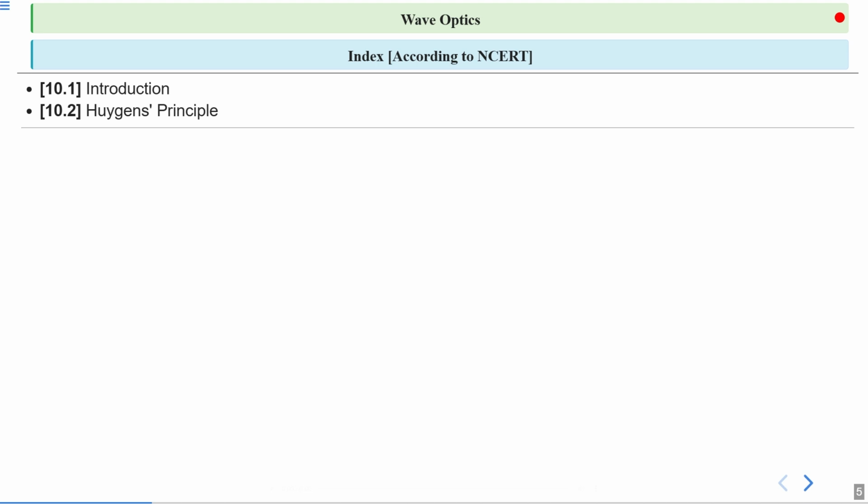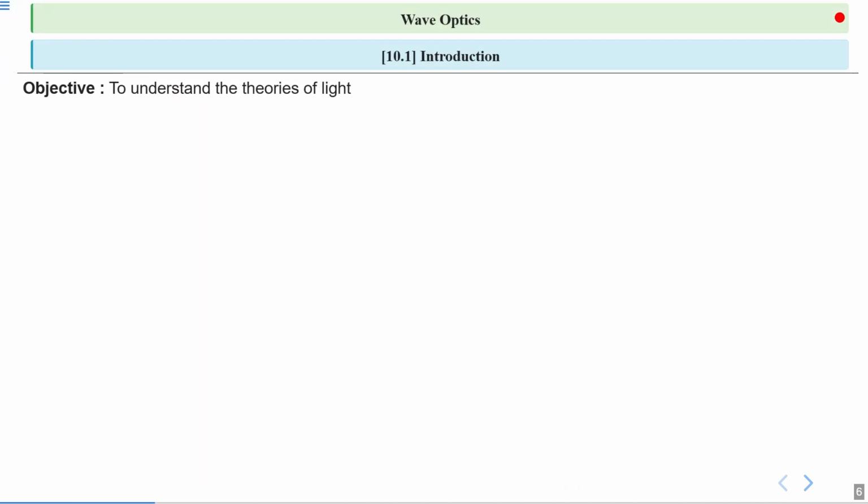Next, we will discuss NCERT section 10.2 Huygens principle. This concept helps us understand how waves propagate and interact with obstacles. Our main objective is to understand the different theories of light that have been proposed over the centuries. This sets the stage for exploring how our understanding of light has evolved.